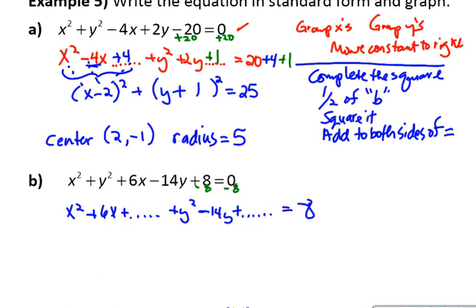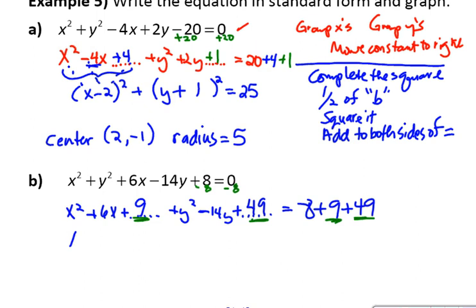Complete the square. Half of 6 is 3. 3 squared is 9. So I'm going to add 9 right there. Complete the square on the y's. Half of 14 is 7. 7 squared is 49. And I should have added the 9 to both sides. And now I'm going to add the 49 to both sides. So you can see that I added 9 to both sides, and then I added 49 to both sides.